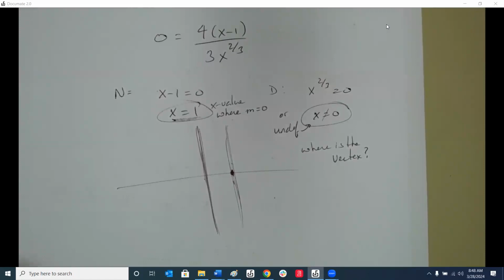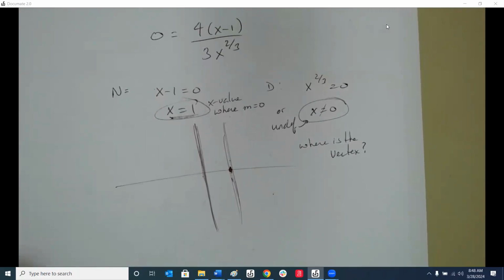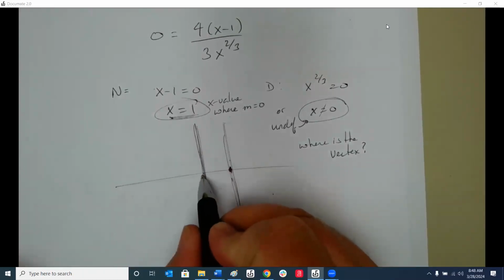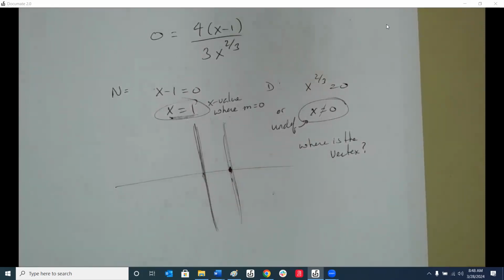If a slope is undefined, what does it look like? What does that mean? It's a vertical line, or the slope is vertical. So we know that about our graph. So what else do we know? We know at 0 something happens.